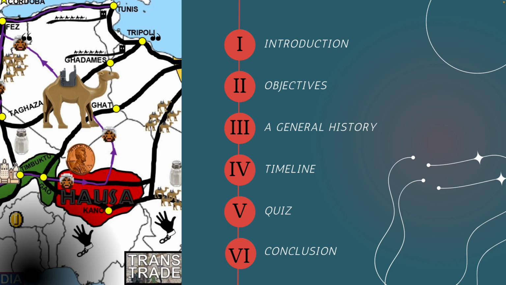On the left-hand side, you can see a map, and the map is basically showing the Trans-Saharan trade route. That's just a snippet of what it was like in those times, and obviously we'll be looking more into this. So, the introduction.